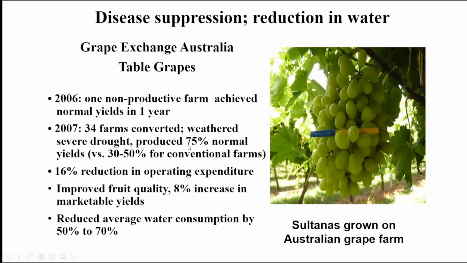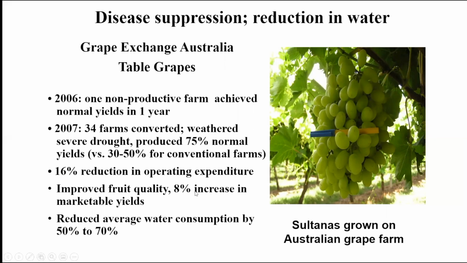But we produced 75% of the normal yield. And for that particular year, conventional farms only got 30 to 50% of their normal yield. Most of the farms didn't even pick because there wasn't enough to pay for the people coming out and doing the harvest. We reduced their operating expenditure by 16%, even though that was the year that they had to buy the turners and their tea brewers, they still reduced their costs by 16%.